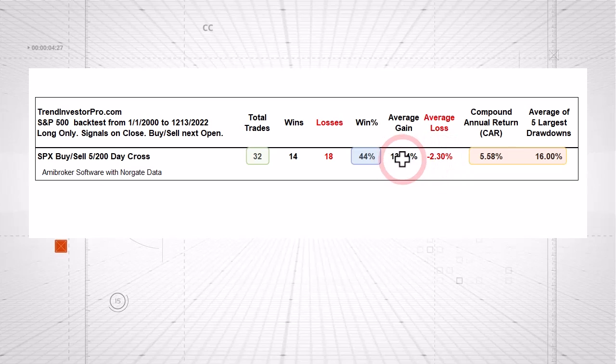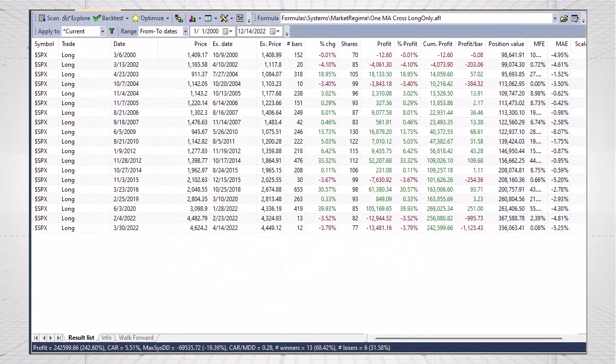And the average gain is smaller because you're getting shorter signals instead of these 20+% average gains like we had before with the 5% threshold on the close 200-day cross. We've got a smaller average gain because we're getting more signals. But the compound annual return, 5.58%, that's strong. And the average drawdown was 16%. That is tolerable.